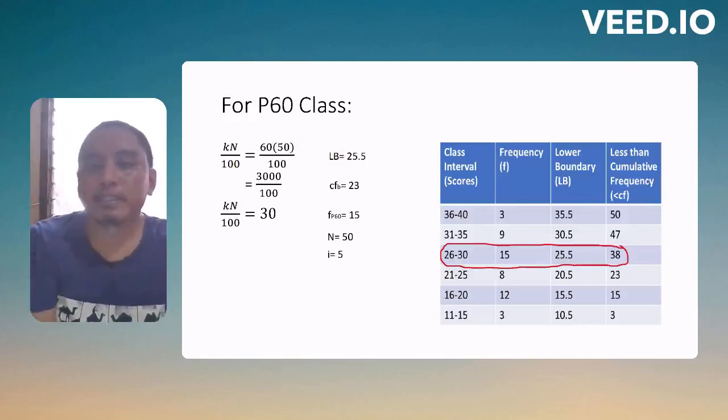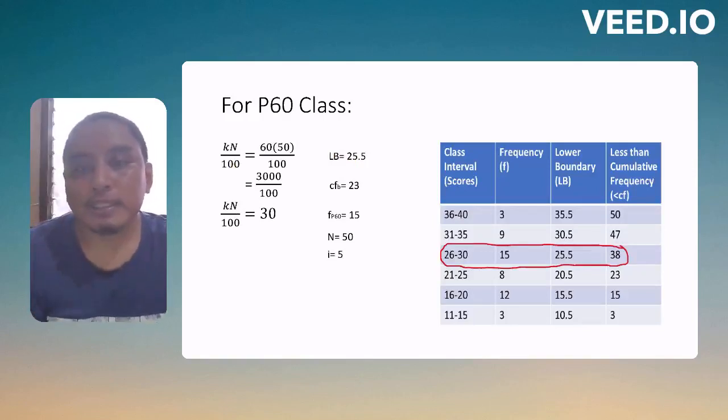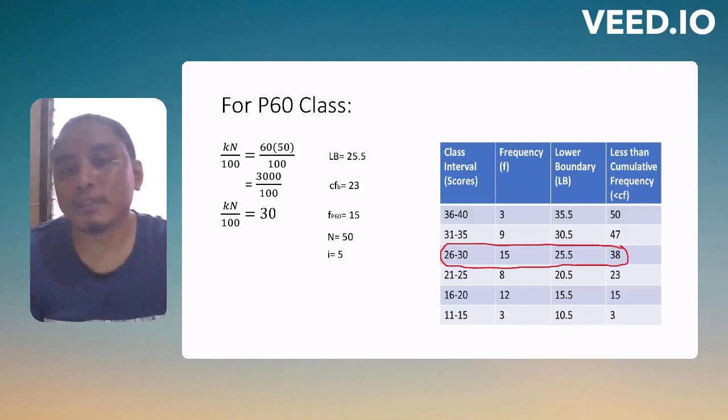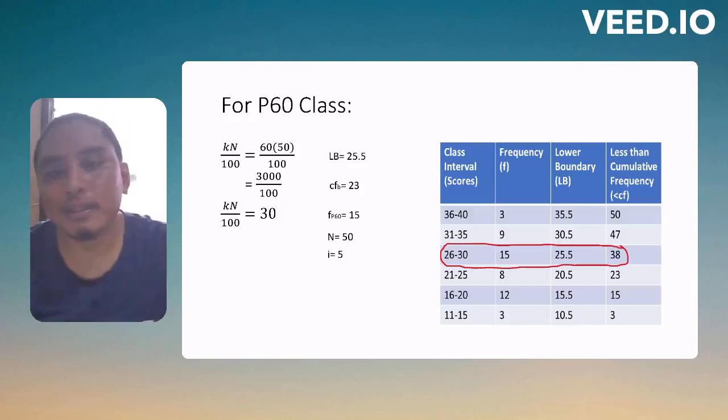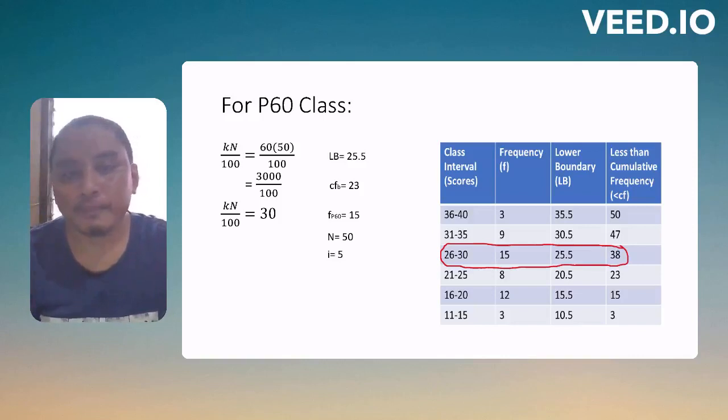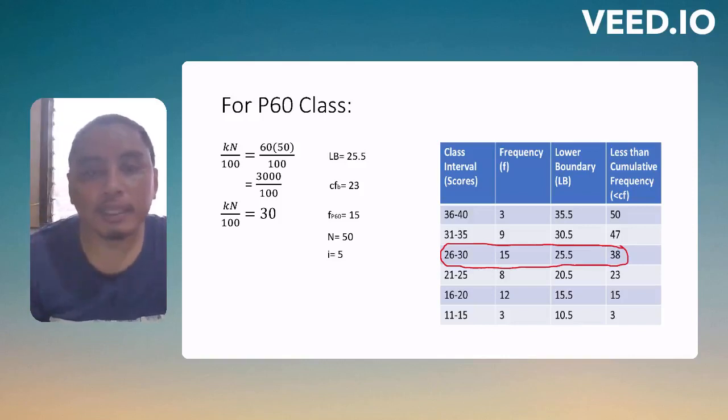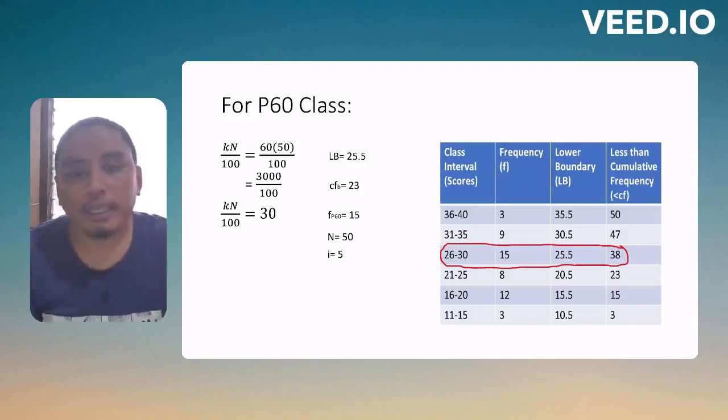Now for the P60. So P60 is Kn over 100 equal to 60, which is the percentile value needed, multiplied by 50 over 100. So 60 times 50 is 3000 over 100. So 3000 divided by 100 is equal to 30. So 30 belongs to the class interval 26 to 30 because the class interval 26 to 30 has a less than cumulative frequency of 24 to 38.